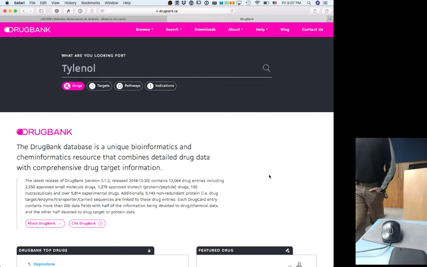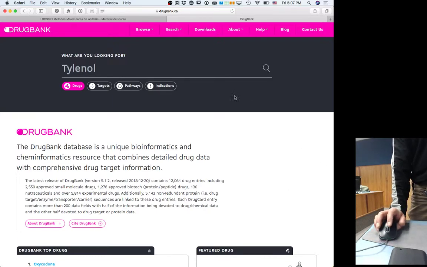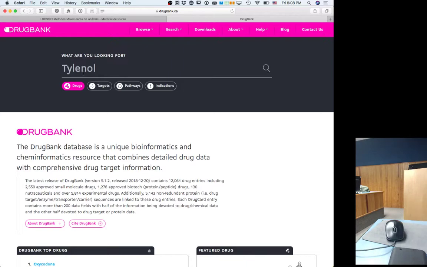Now, here the easiest example to work with will be paracetamol or even Tylenol. And more than that, there's other pieces of information that you can work with, for example, the targets. If you already know an important protein for a disease, you can look it up. Looking up, for example, well, even hemoglobin.